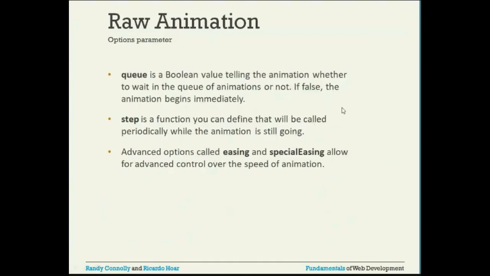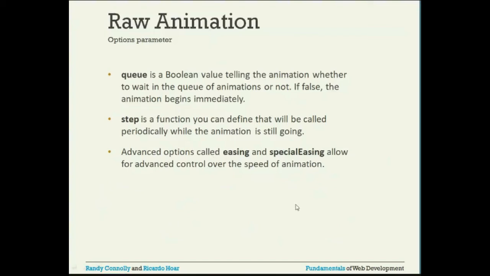Then queue is a boolean value telling the animation whether to wait in the queue or not. It tells whether it should wait in the queue for the animation, or whether it should be doing the animation. If it is false, then the animation begins immediately. Step is a function you can define that will be called periodically while the animation is still going on. The complete animation is divided into steps, and this step function is called at every step, periodically during the animation.